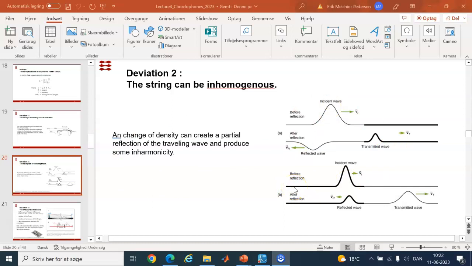And in another situation, we have a string with a bigger mass per unit length that meets a thinner one. The incident wave goes in this direction, and this waveform is moving upwards. After reflection, the wave has a smaller amplitude, but the transmitted wave has the same shape upwards as the incident wave. So this is a different situation from the first one, as you can see.